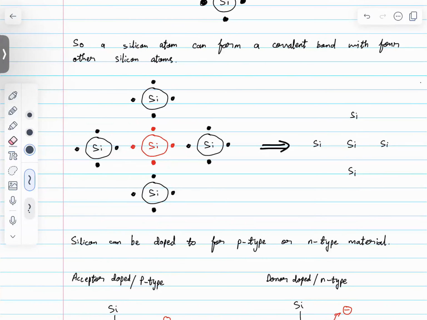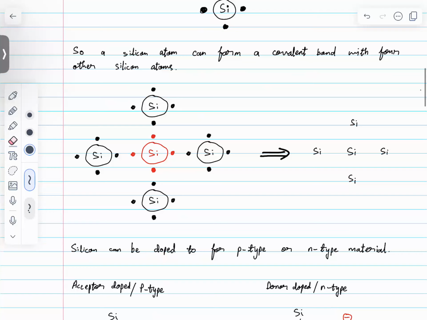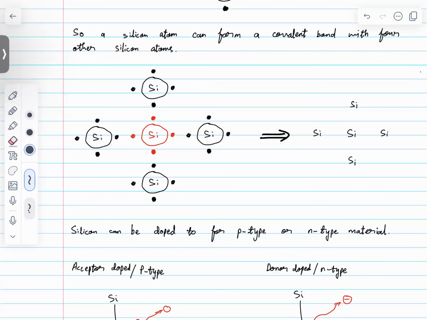So here I have shown an example where there's a silicon atom in the red, and one silicon atom forms a bond with another silicon atom using one of the electrons in each of their valence shells. So this is bond number one, this is bond number two, that's bond number three, and that's bond number four. So that's what I meant.